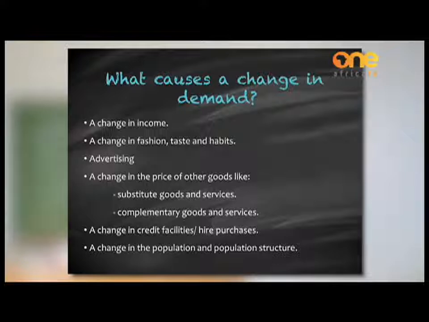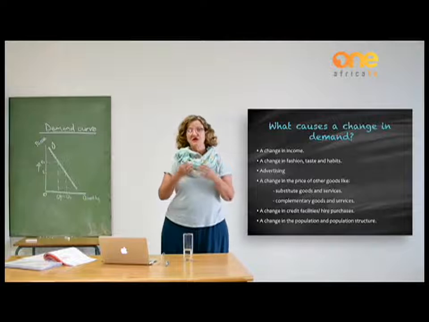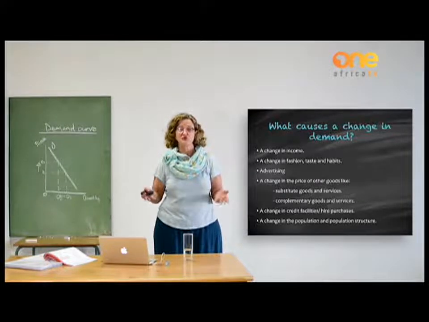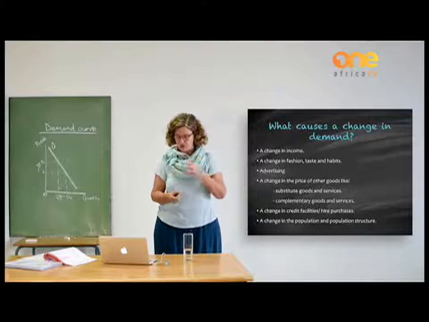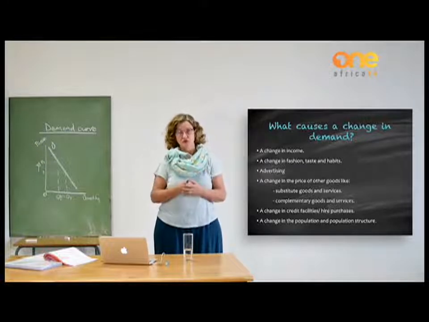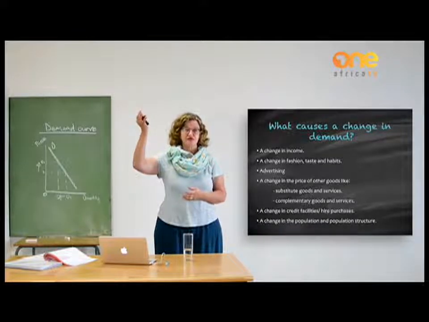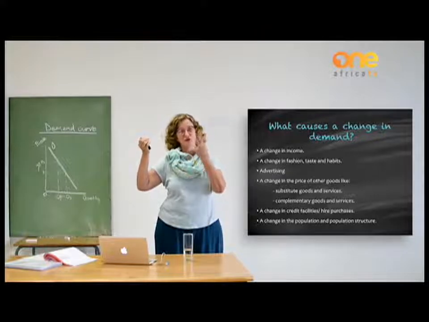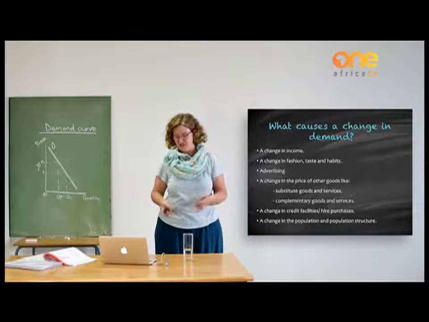Now we look at the last point, and that is complementary products. That means the one product must be used with the other one. You can't use the one without the other one. So if you have batteries and you have a torch, it's not possible for you to use the torch if you don't buy batteries and put them into the torch. Or your car has fuel, and you can't use the car without the fuel. So fuel and the car are complementary products. So if the price of fuel increases, you will use your car less, or you will buy fewer cars and rather make use of public transport or taxis and so forth.